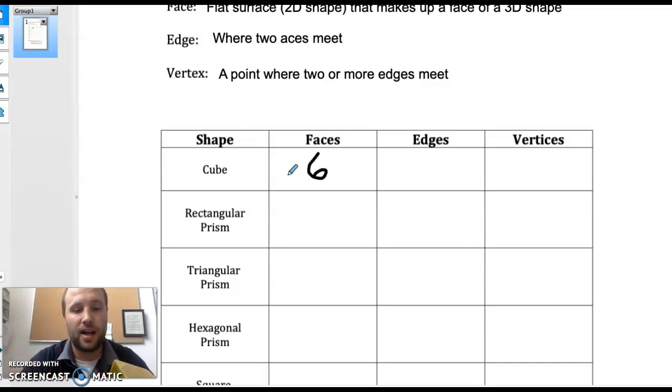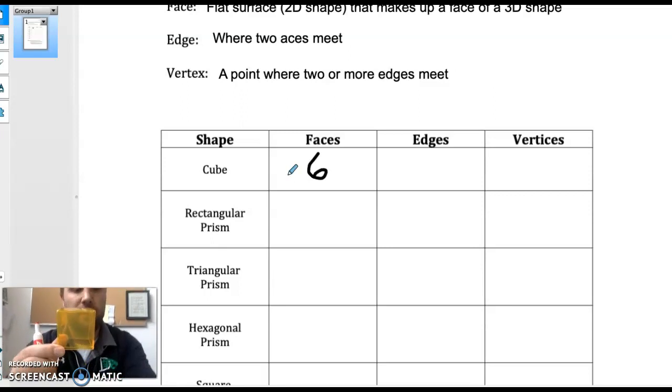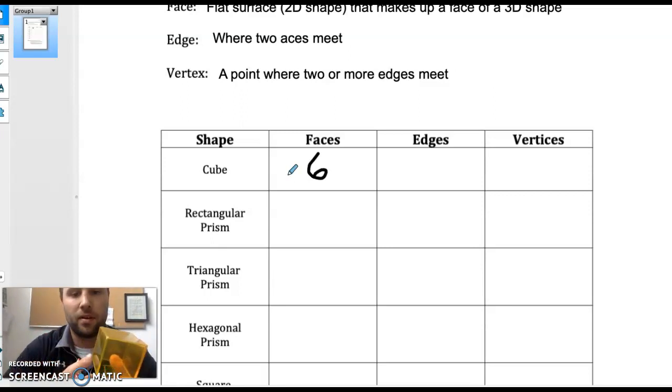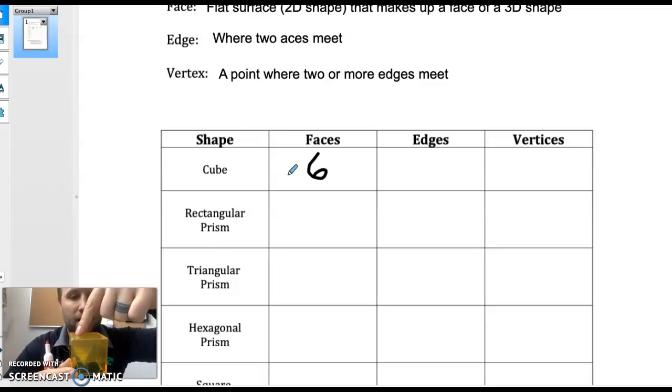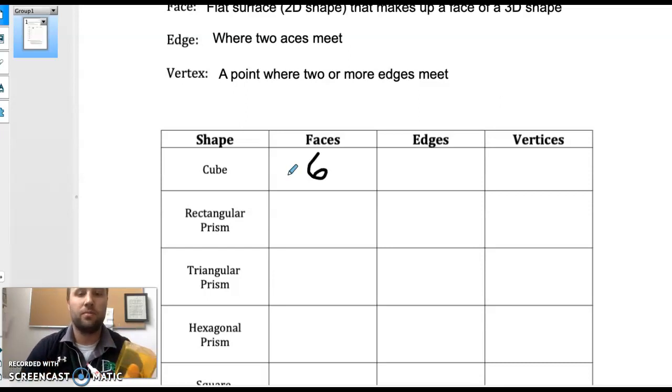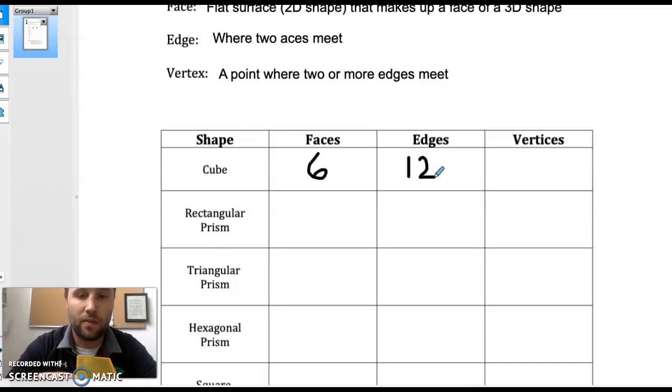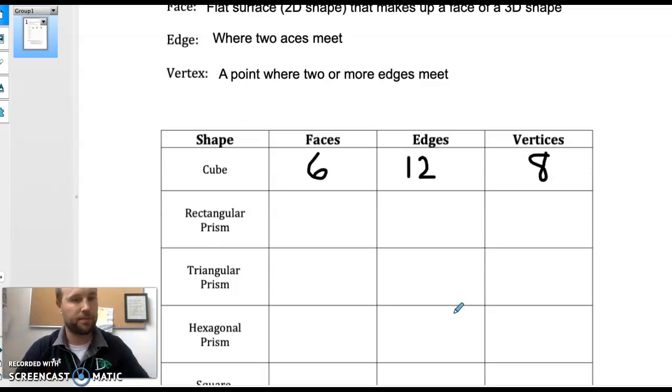We're going to talk some edges now. With edges, remember you're looking where two faces meet each other. So I'm going to go 1, 2, 3, 4. If there's 4 on the bottom, guess what? There's going to be 4 on the top, and there's also going to be 4 on the side. So 4, 8, 9, 10, 11, 12 edges. Woo, there's a lot of edges. And then vertices are my points. So 1, 2, 3, 4 points, 5, 6, 7, 8 points. 8 vertices. So again, that's your cube.